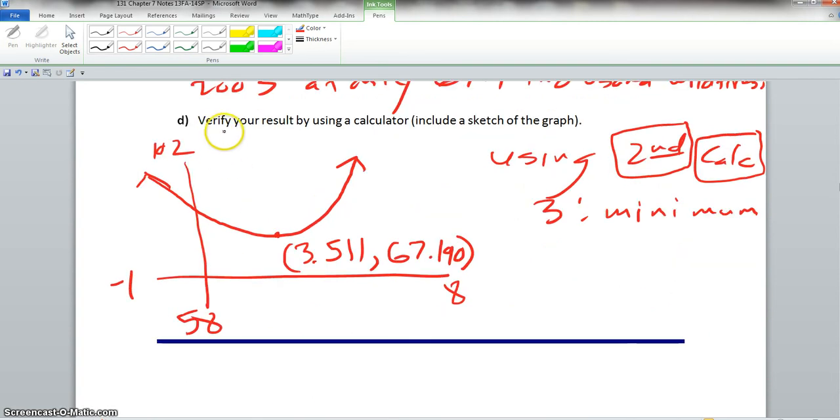Okay, class, for this last problem, it says verify your result by using a calculator. So you will input all this information in the calculator, and I drew the sketch here. And then you will hit second, calculate, and 3 for the minimum point. And then it will give you 3.511, 67.190. I know it's slightly different than what we did by hand, but it's approximately the same. And this is your final answer.